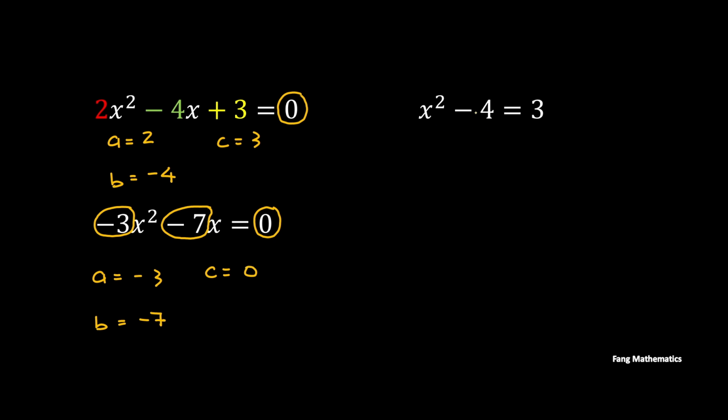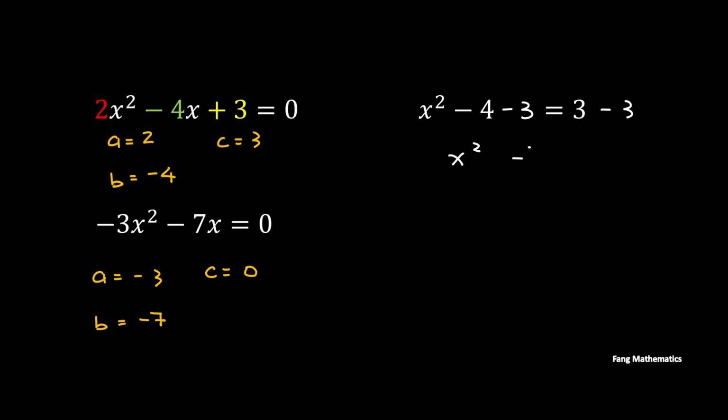The last, if you look at this quadratic equation here, you should see that this is not in standard form, where the right-hand side is a 3. We have to convert that to 0. We subtract 3 on both sides of the equation. On the left-hand side, x squared, -4, -3, they are both numbers, so -7 altogether. And on the right, 3 minus 3 is equal to 0.